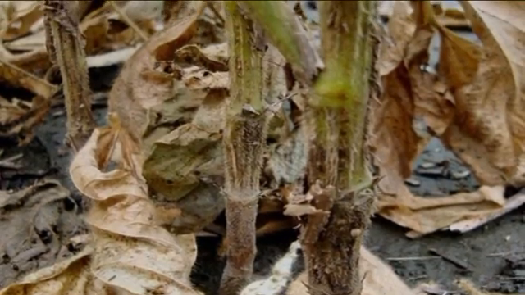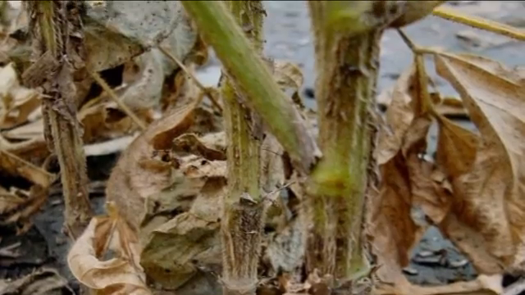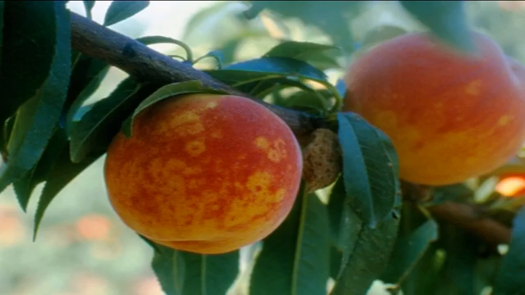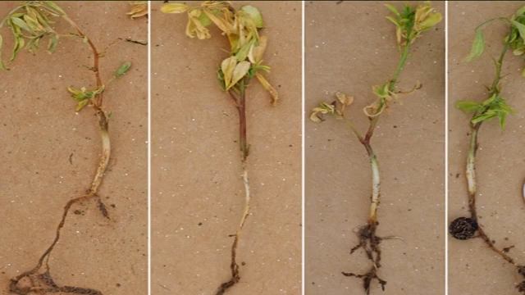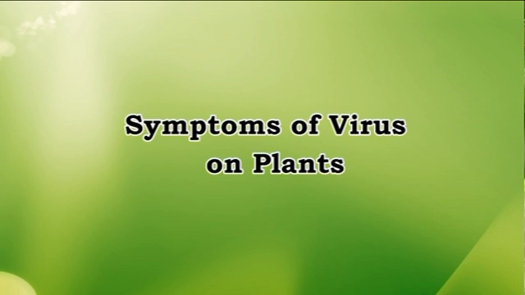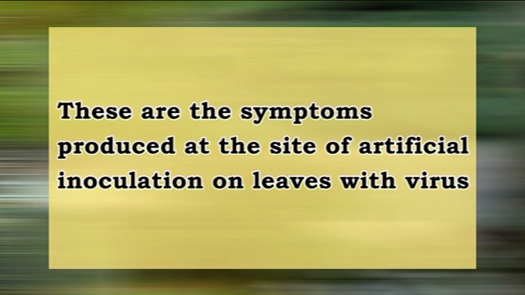But some viruses may cause striking symptoms on the stem, fruits and roots. Let us study about the symptoms of virus on plants. The symptoms may be external or internal. External or macroscopic symptoms may be local or systemic. These are the symptoms produced at the site of artificial inoculation on leaves with virus.